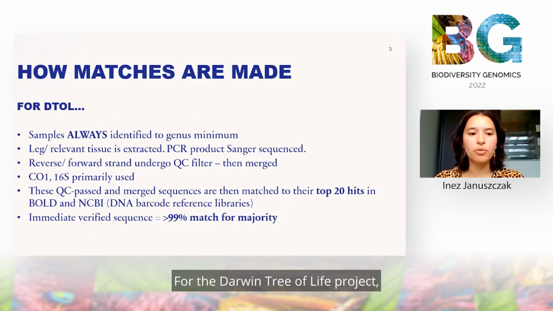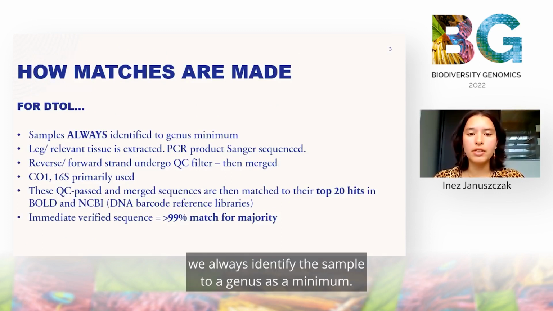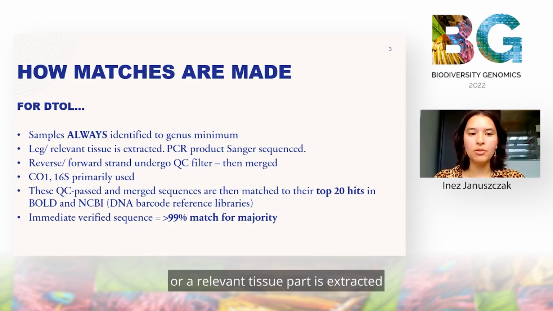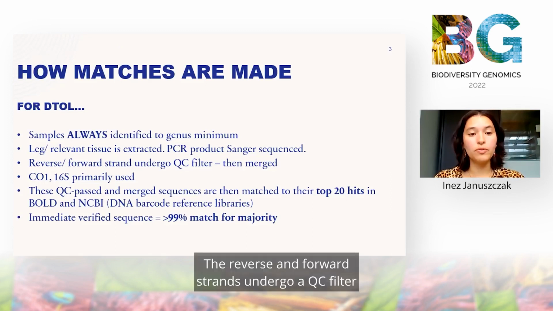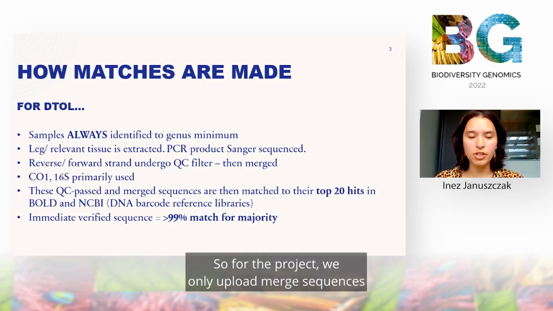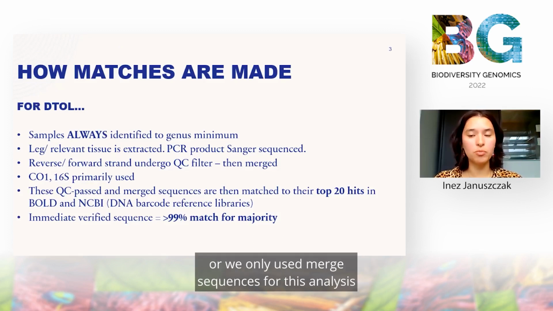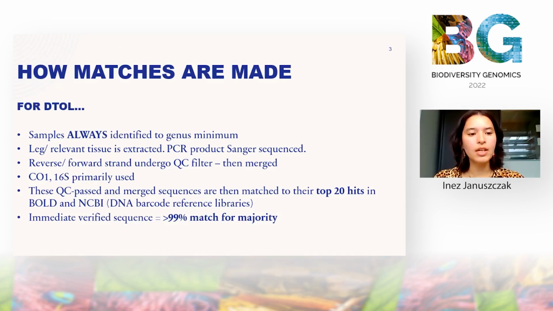For the Darwin Tree of Life project, we always identify the sample to genus as a minimum. From the sample, a leg or a relevant tissue part is extracted, and this PCR product is then sequenced. The reverse and forward strands undergo a QC filter, and they are then merged. For the project, we only use merged sequences for this analysis.